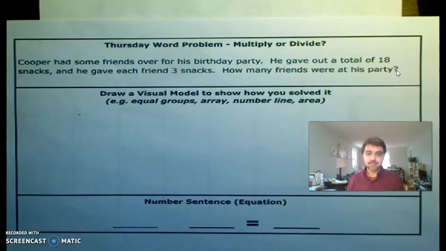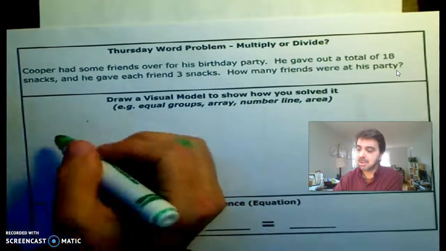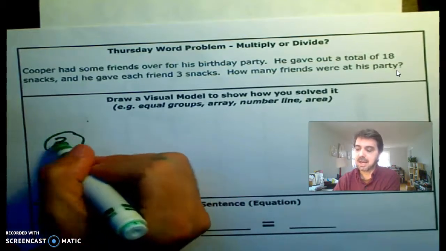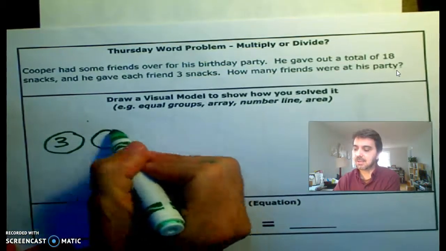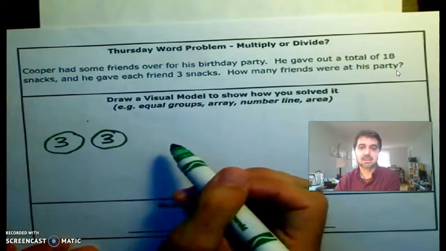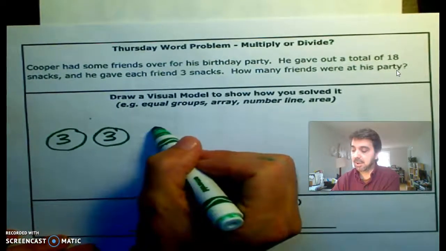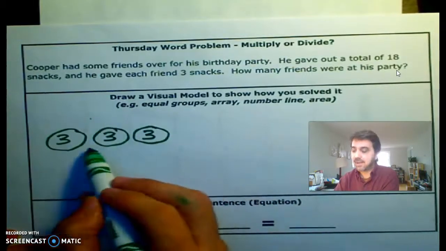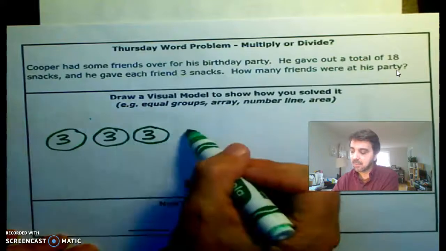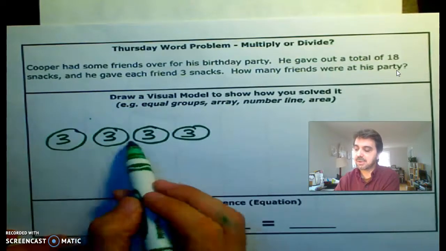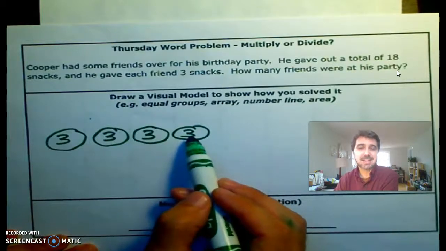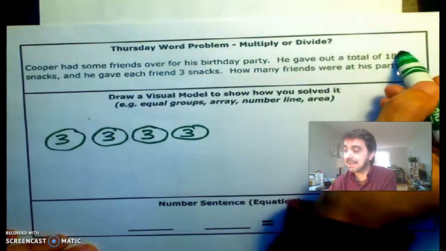All right, so let's see. Each friend got 3 snacks, right? So let's say this circle represents 1 friend, and he got 3 snacks. All right, and then this circle represents another friend, and he got 3 snacks. Maybe there's a girl at the party. Maybe Cooper has friends who are girls. It's possible, right? So if he had invited 4 friends, and they each got 3 snacks, that means he gave out 3, 6, 9, 12 snacks, but he didn't give out 12. He gave out how many? He gave out 18.